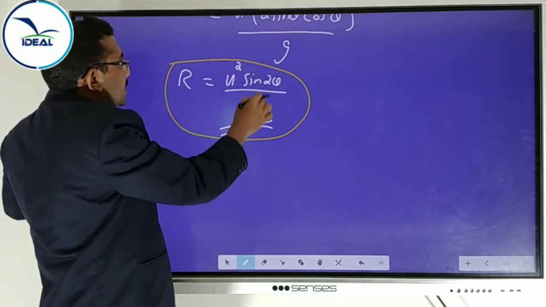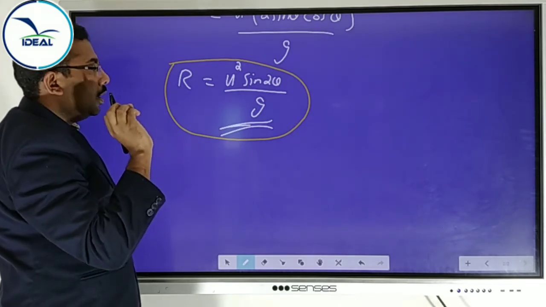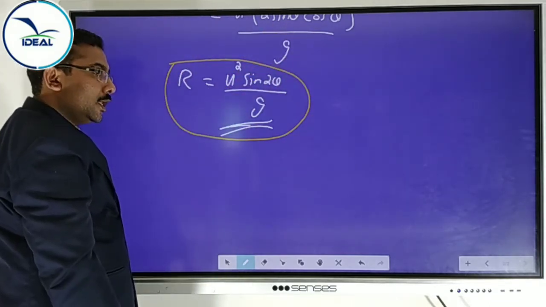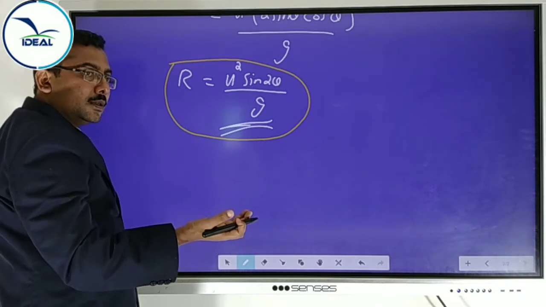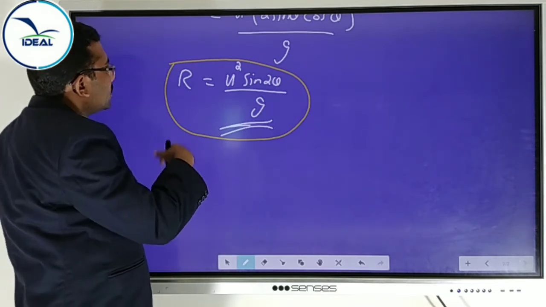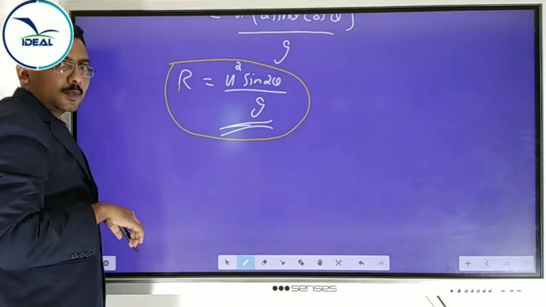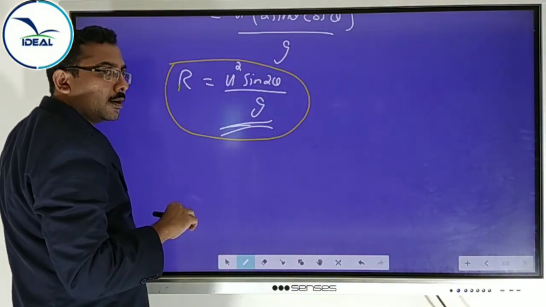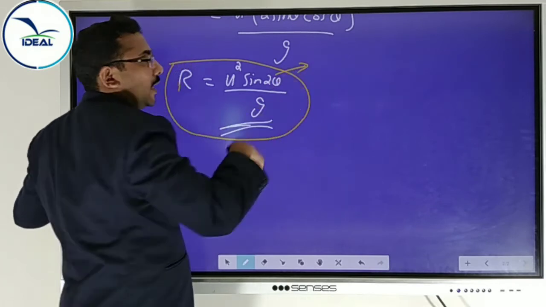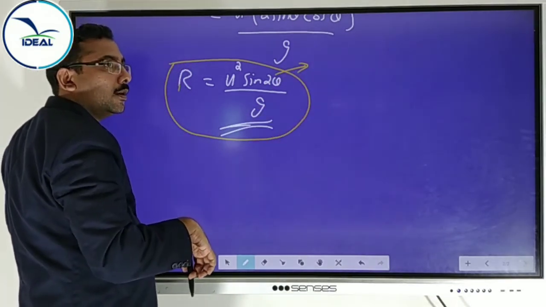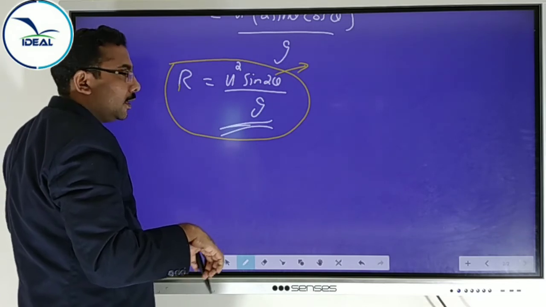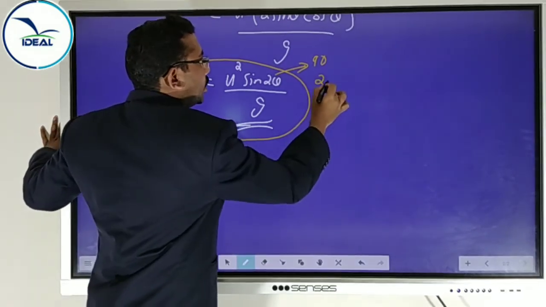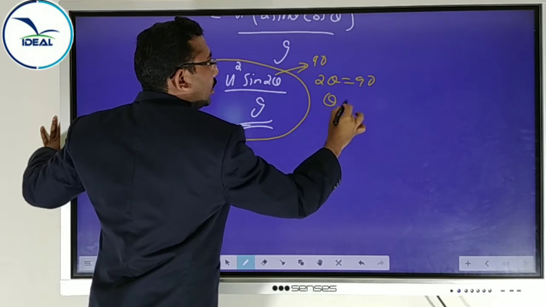When does this range become maximum? Suppose you are projecting a ball with an initial velocity u, making an angle theta with the horizontal. U and theta are constant. We can change the angle. When the range becomes maximum, which angle? Maximum value of sin is 1. When? Sin 90. That's 2 theta equal to 90, which means theta equal to 45 degree.